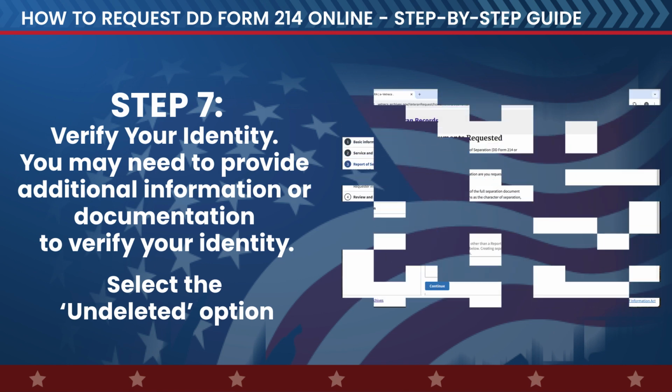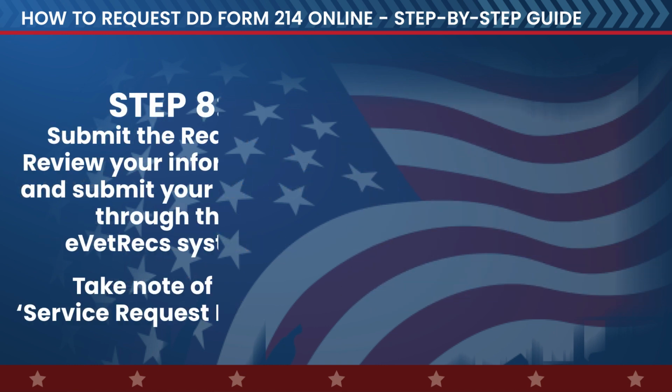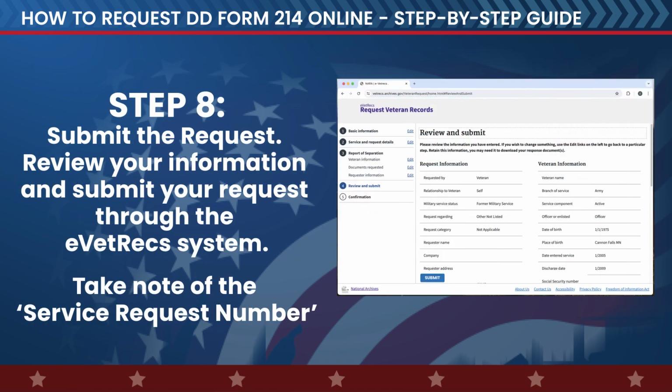Step 7. Verify your identity. You may need to provide additional information or documentation to verify your identity. Select the undeleted option. Step 8. Submit the request. Review your information and submit your request through the eVetRecs system. Take note of the service request number.